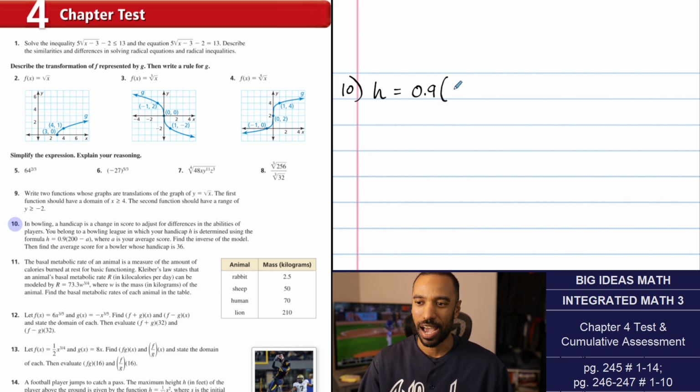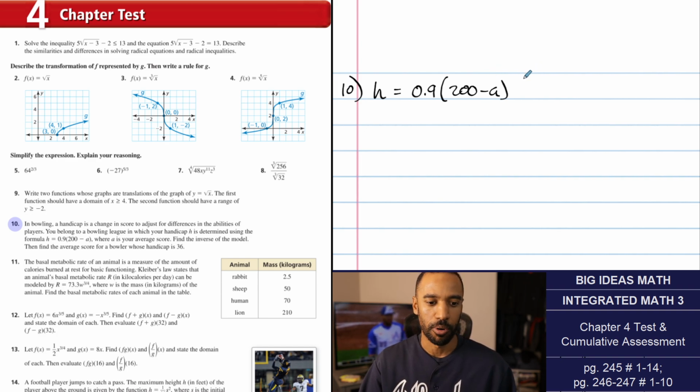best. 0.9 times 200 minus A, where A is your average score. Find the inverse of the model, then find the average score for a bowler whose handicap is 36. So I'm going to try and get A by itself.